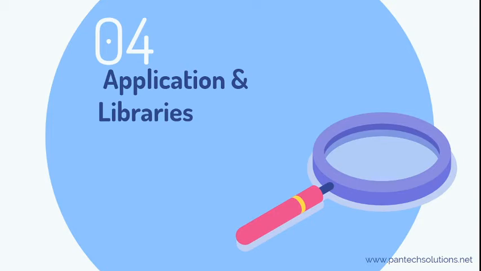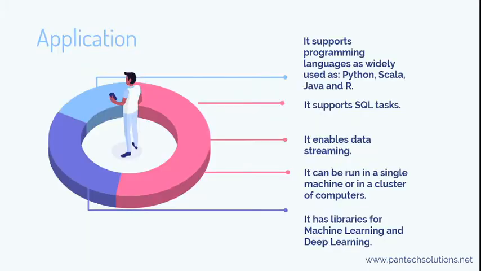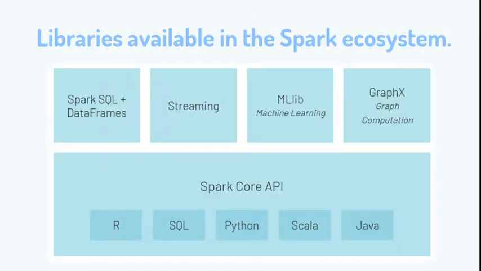Then applications and libraries. What are the applications we are using in these? We can use different types of languages, Python and Scala, for computing with Apache Spark, and it supports SQL and enables data streaming. Those we already saw, and machine learning and deep learning also. The libraries available in Spark are the basic ecosystem we already saw before.